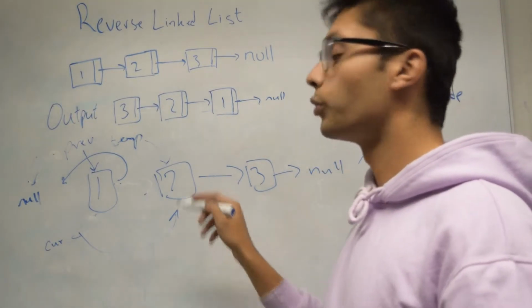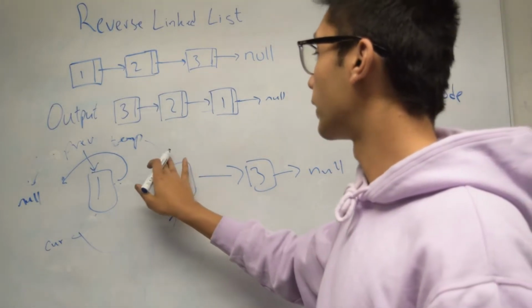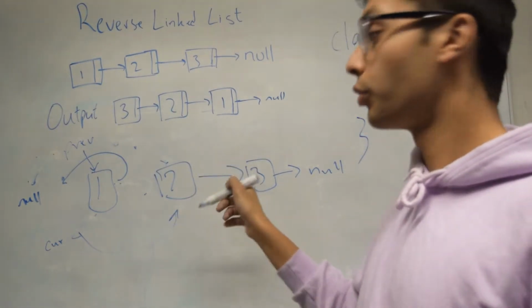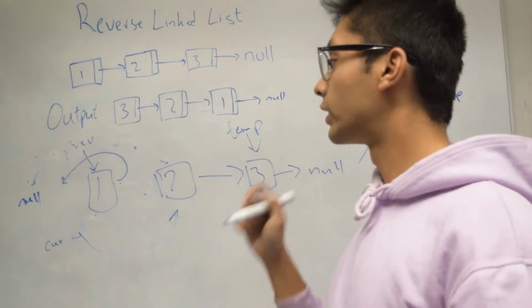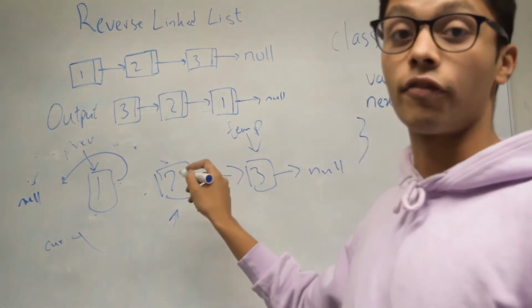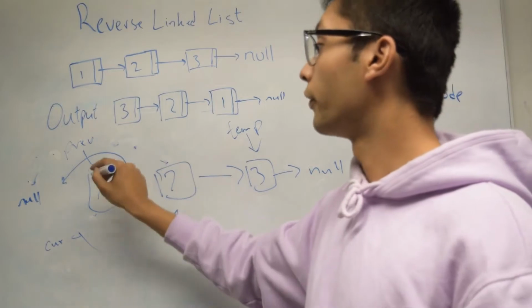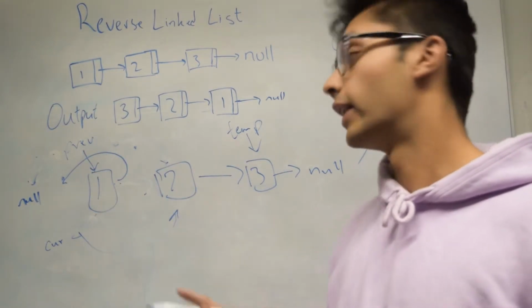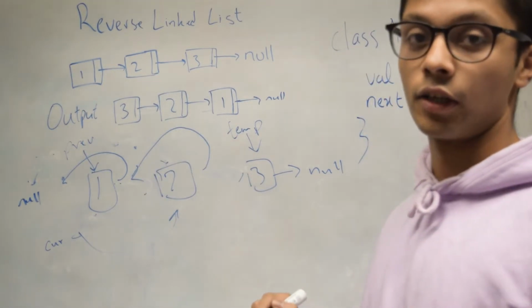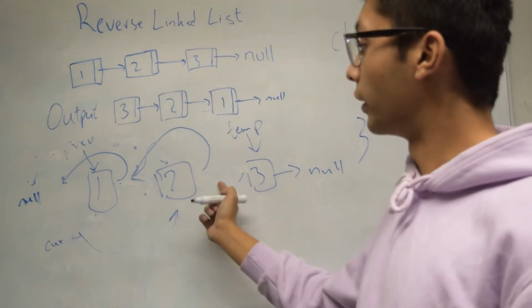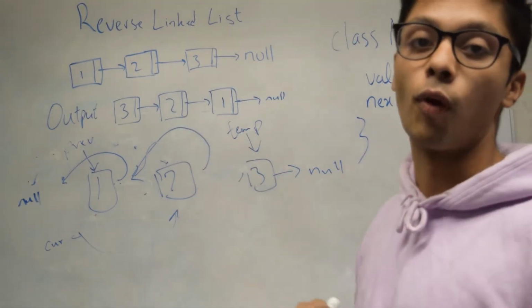So we check to see, is 2 null? No. Then we set the temp to be the next of 2, which is 3. The temp is 3. And then we set the next of current to be equal to the previous. And previous now is pointing to 1. So this is just going to point back to here. We can clearly see this is reversing it in the order that we want it to.